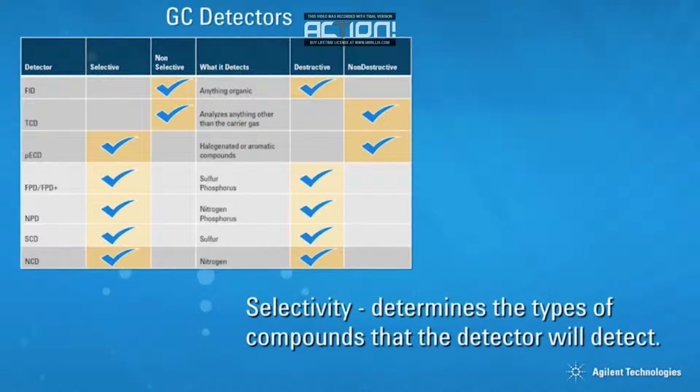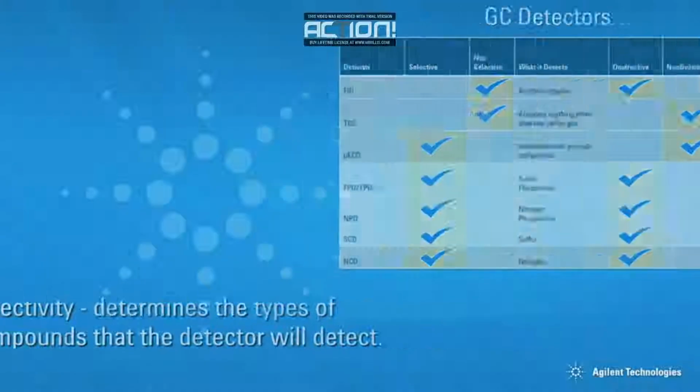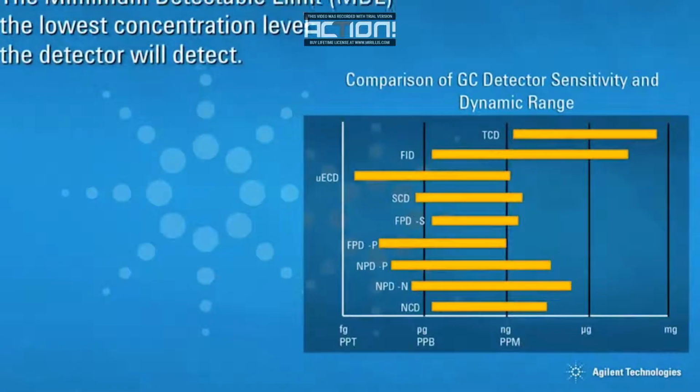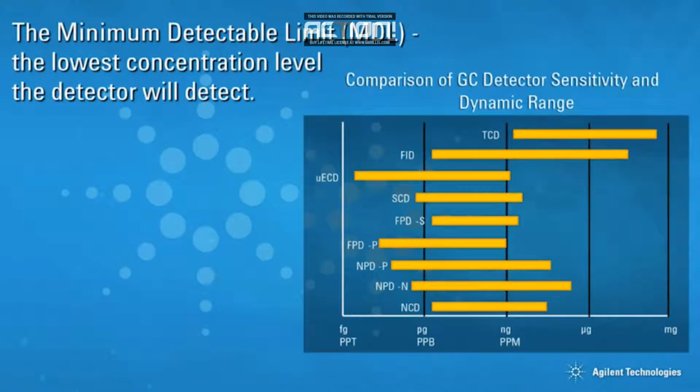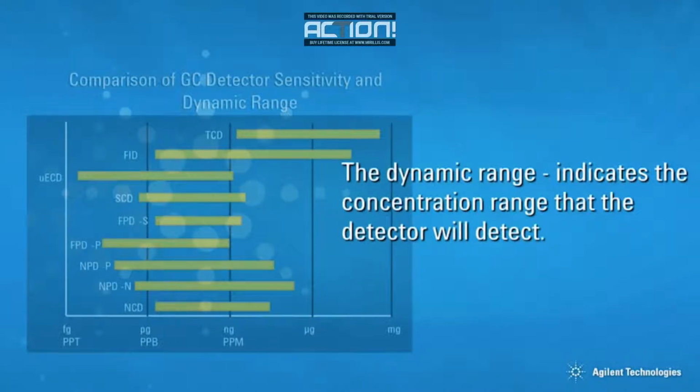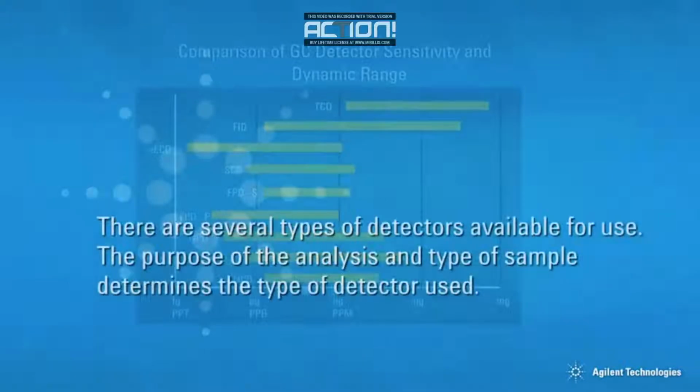Selectivity determines the types of compounds that the detector will detect. Sensitivity defines the concentration levels the detector will detect. The minimum detectable limit, MDL, is the lowest concentration level the detector will detect. The dynamic range indicates the concentration range that the detector will detect.